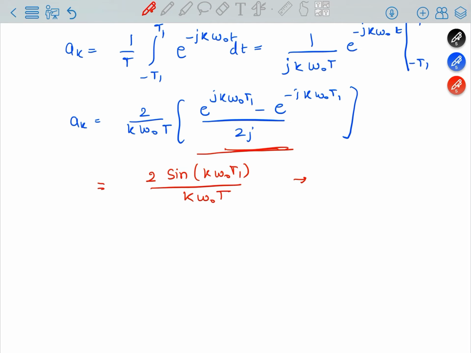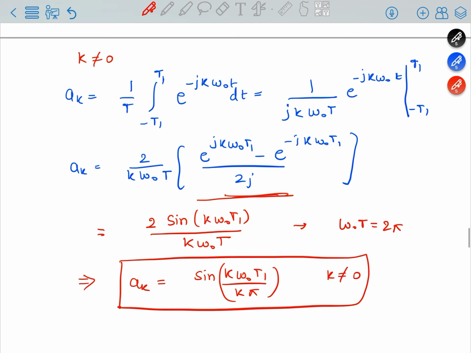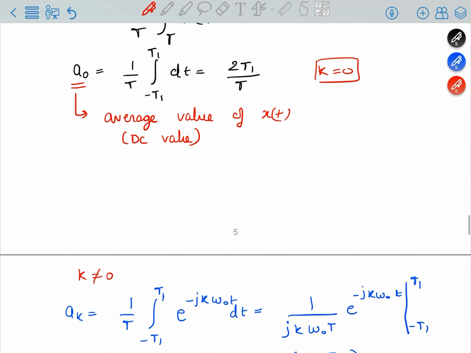So now we know that omega naught T is 2 pi, because omega naught was 2 pi by T. So this implies that our ak will be equal to sin(k omega naught t1) by k pi. So this is your final representation for k not equal to 0. So we got two expressions, one for ak for k not equal to 0, and the other is for a naught, for which k is equal to 0.